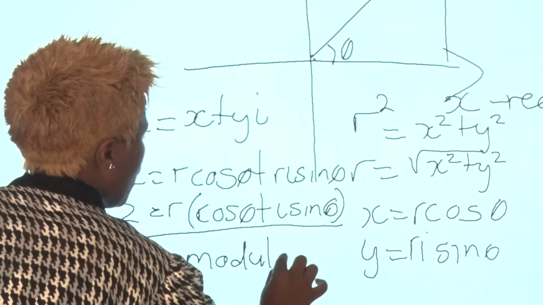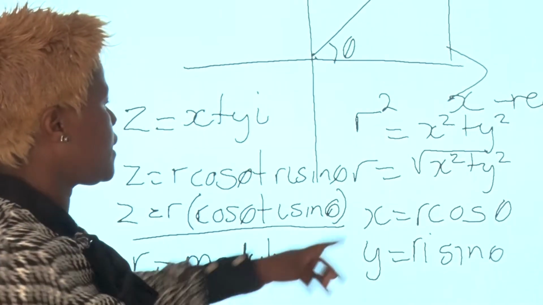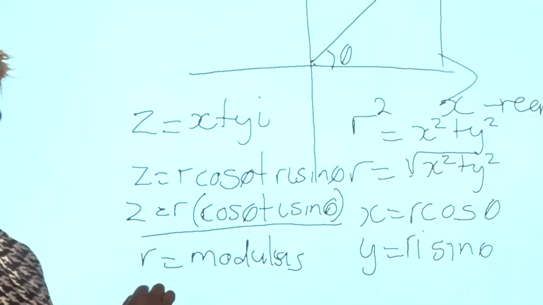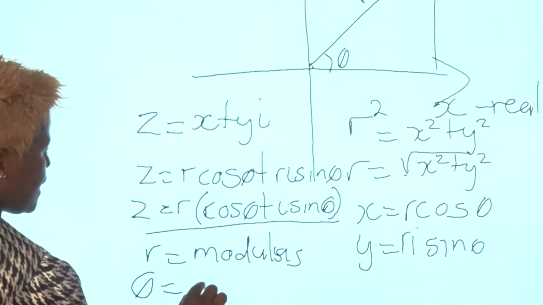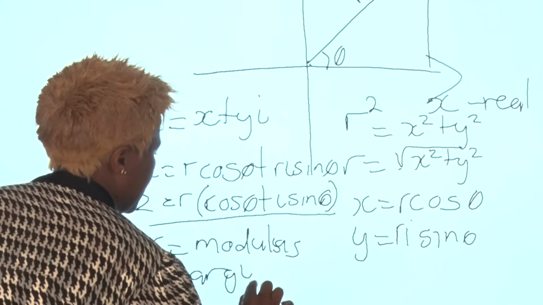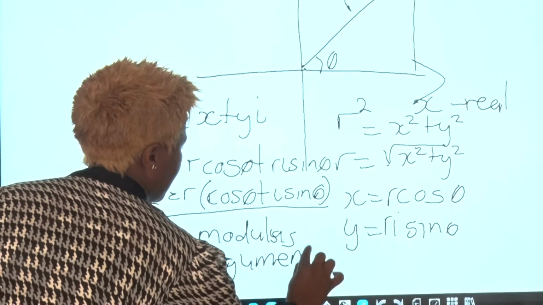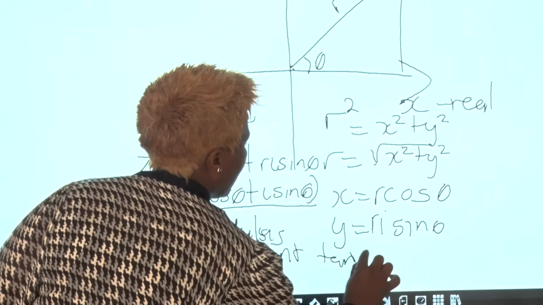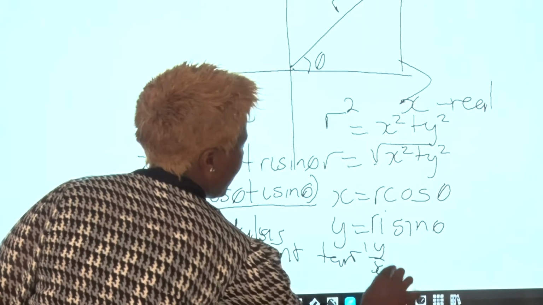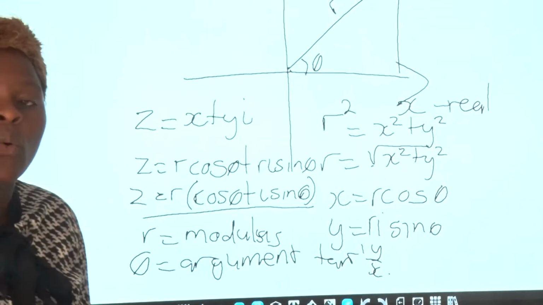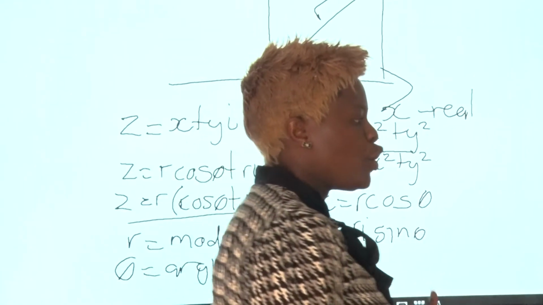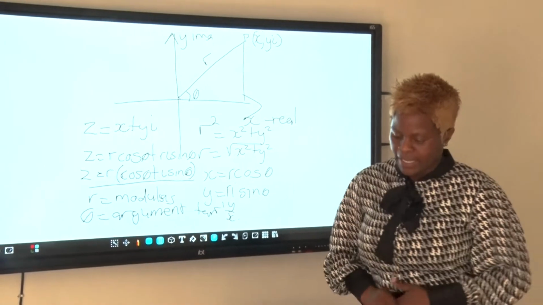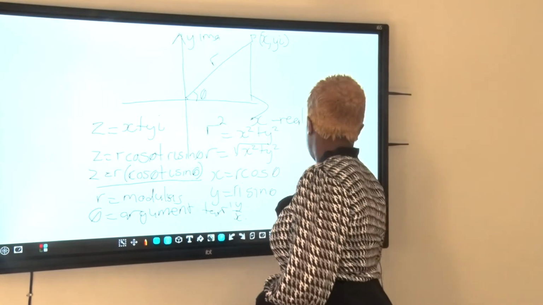where r is the modulus. And how do we calculate this modulus? It is the square root of x squared plus y squared. And theta is the argument. We have already said that argument is found by arctan of y over x. And remember, when you are calculating, your answers should be in radians.